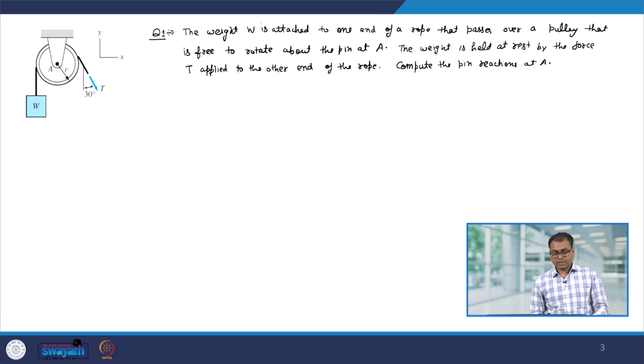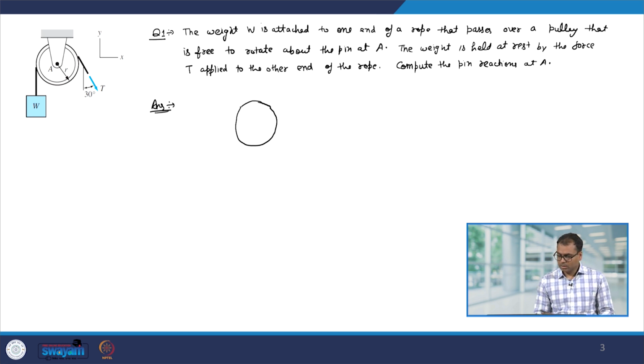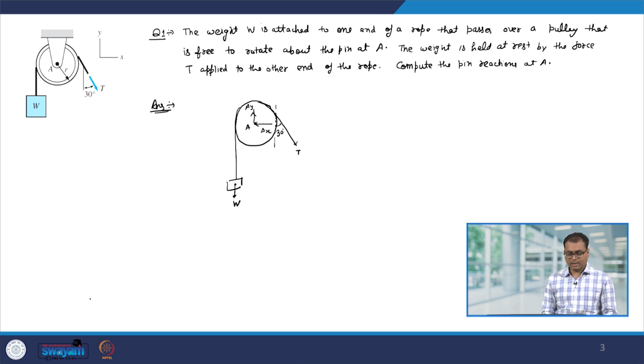First, let us make the free body diagram of this problem. We have this pulley, and on this pulley we have weight W downwards, and we have a force T which is acting at an angle of 30 degrees from the vertical. Because of this force and the weight there is a reaction force at A. Let us say the components are Ax and Ay, and we have to find these forces. Let me also put the axes over here.